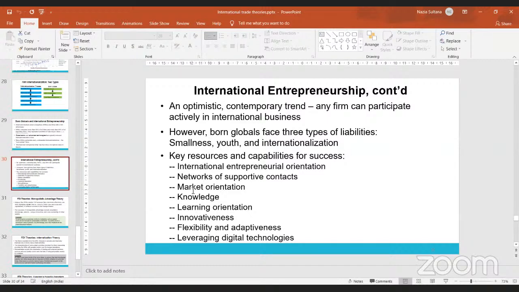So you have to have all these orientations. Adaptability is also very essential when you say international entrepreneurship. These are all a part of your theories which are related to internationalization. So, quick recap: mercantilism theory, absolute advantage theory, comparative advantage theory. From there comes competitive advantage.